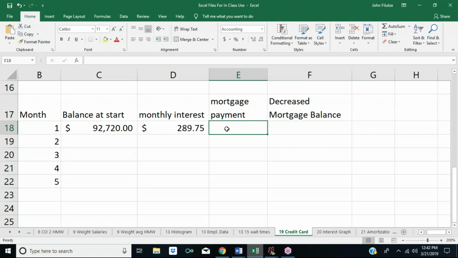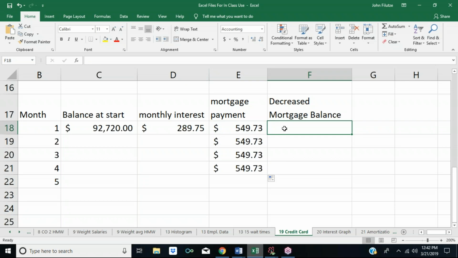The mortgage payment is the same every time, $549.73, I think it was. And so I'm just going to copy this one down. And then the decreased mortgage balance, again, equals the payment minus the amount of interest. That's how much the balance decreased.